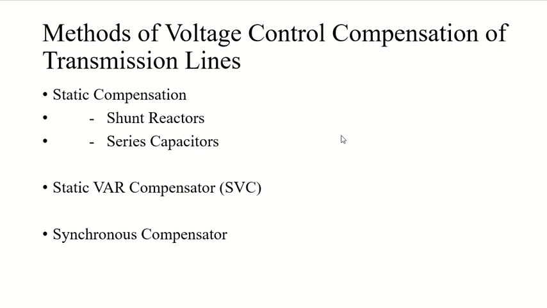So we will see one by one. First, let's see the shunt capacitors. These shunt capacitors are connected across the inductive load to supply part of the reactive power which is required by the load, and thus the reactive power which is transmitted to the load is reduced and voltage across the load is maintained within the specified limits.